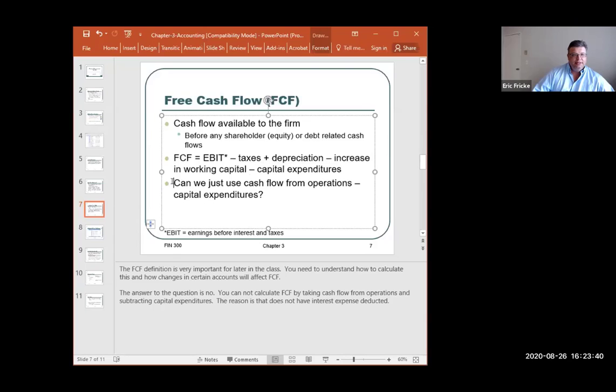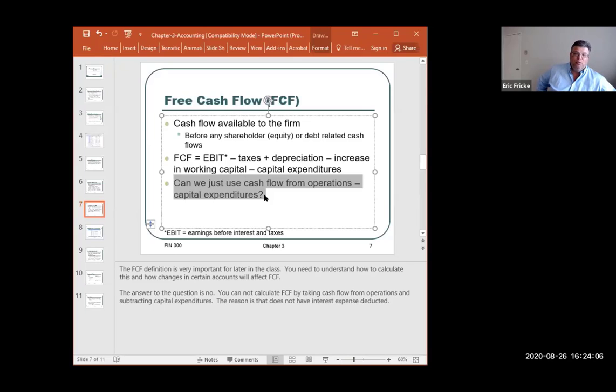Now here's a tricky little question. Can we just use cash flow from operations and subtract capital expenditures? Can we use that for this calculation that we just did? And the answer is no. And the issue here is interest expense.